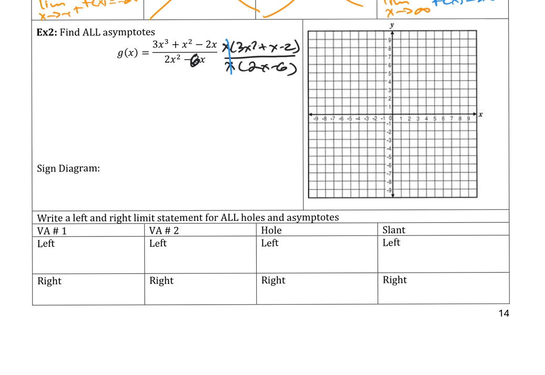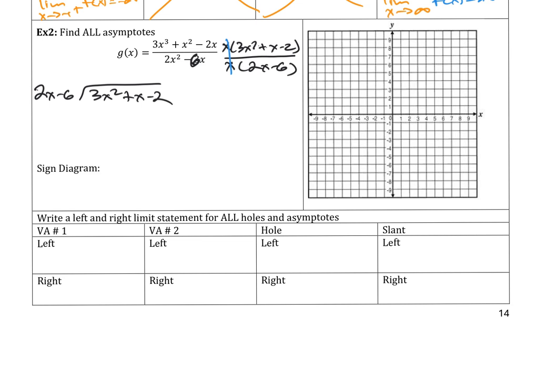I also notice that the degree of my numerator is squared, whereas the degree of my denominator is to the first power. So this also tells me that I'm going to have a slant asymptote as well. We're going to approach this the same way we approached the previous example. We're going to start by doing long division to find our slant asymptote. I have 2x minus 6, and we're going to divide that into 3x squared plus x minus 2.